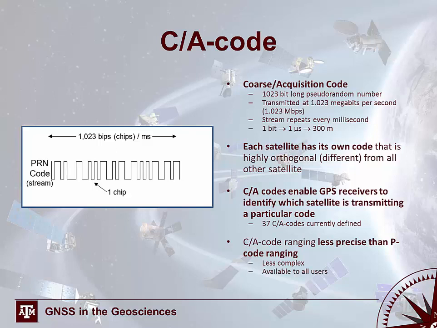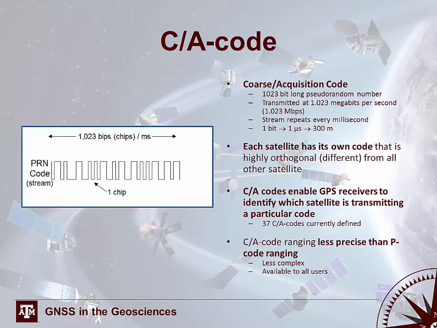So our CA code, as mentioned earlier, is a coarse acquisition code. It's a 1023 bits long PRN code, and it's transmitted at 1.023 megabits per second. You don't need to know that necessarily. The biggest thing is that one bit equates to about 300 meters of accuracy. So this is a very coarse level of precision or accuracy. So each satellite has its own code that's highly orthogonal or different from all other satellites. So by doing so, you can determine which satellite you're receiving the signal from based on the CA code. So the CA code enables your receivers to identify which satellite, and by doing so, you can determine where you are, because you need to know what satellite you're receiving it from in order to determine your position.